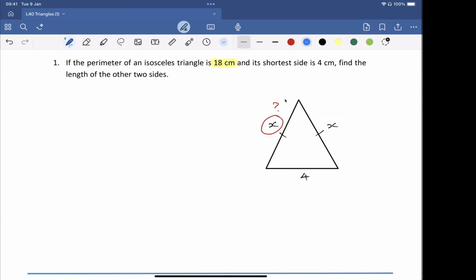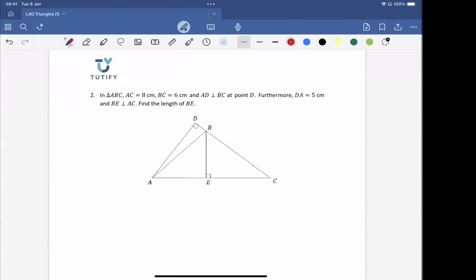X is 14? No, 7. Very good, Braden. Well done. So we just take 18 minus 4, divide by 2. 18 minus 4 divided by 2 is 7. Too easy. Let's try the next one.